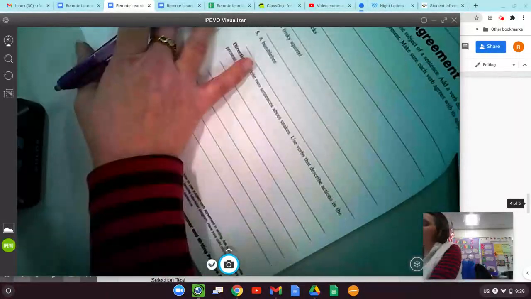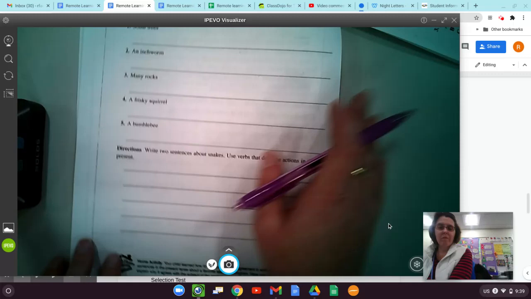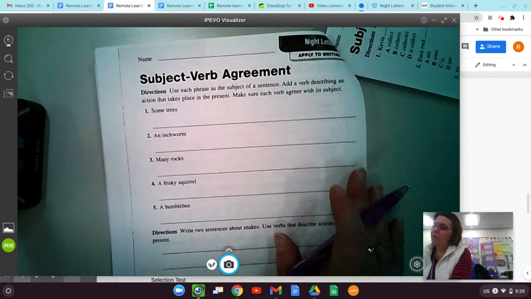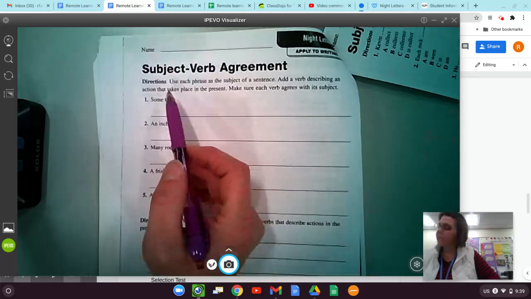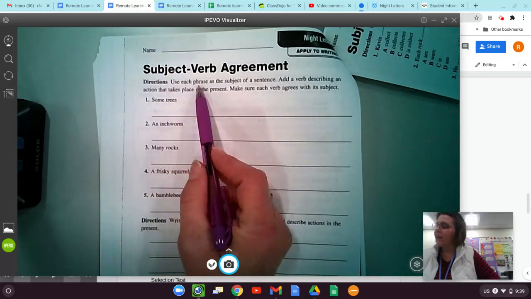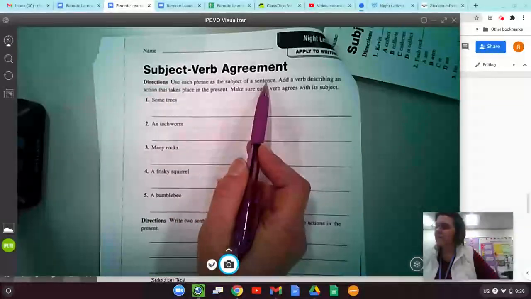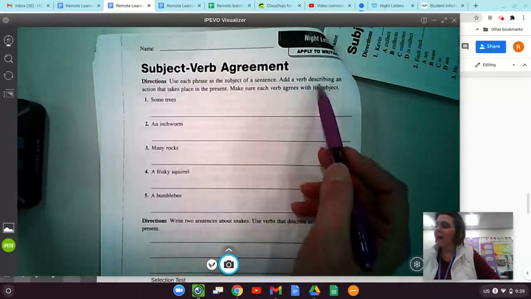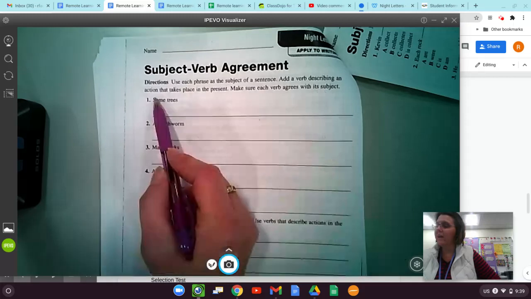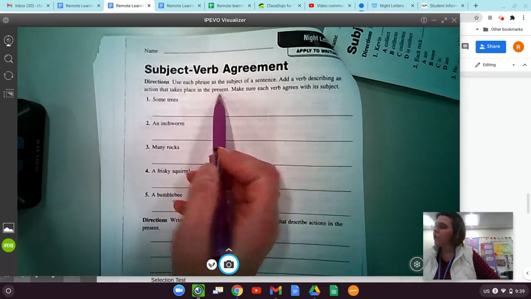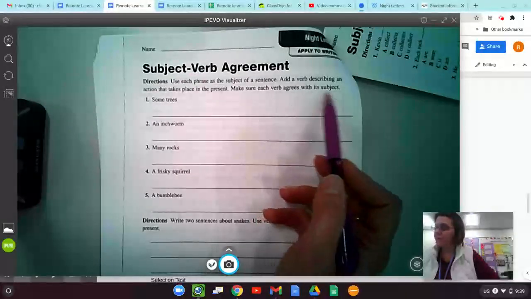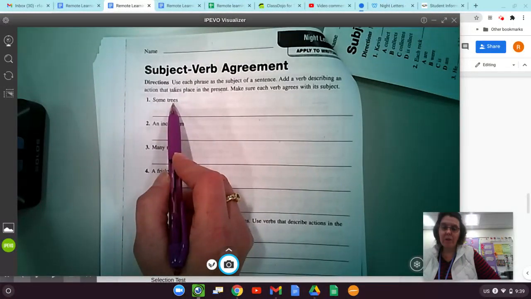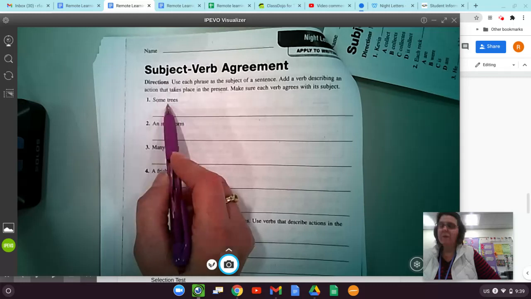So this is more of the same. Let me straighten it out here. Put your finger on it. Follow along with me. Use each phrase as the subject of a sentence. So they're giving you the beginning. You're going to add a verb describing an action that takes place in the present. So right now, make sure each verb agrees with its subject. Some trees. Trees is plural. Some trees, and then you need to finish it.